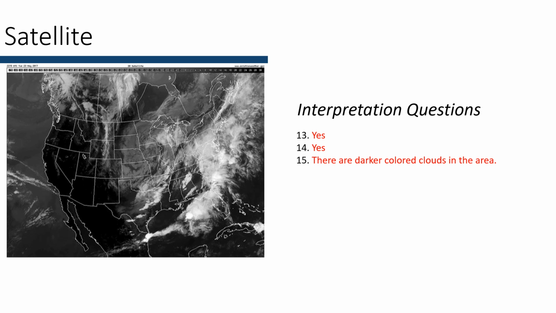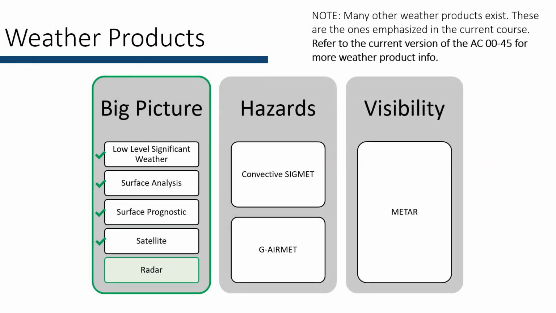Question 14. Are there clouds approaching your route of flight? The answer is yes, there are also clouds approaching your route of flight. Question 15. What gray shade is the color of the activity, or the clouds, in your flight route area? The answer is that there are darker clouds colored in the area. Let's continue now to radar.